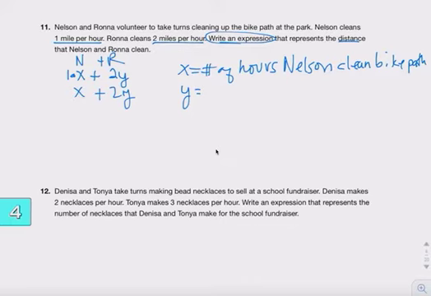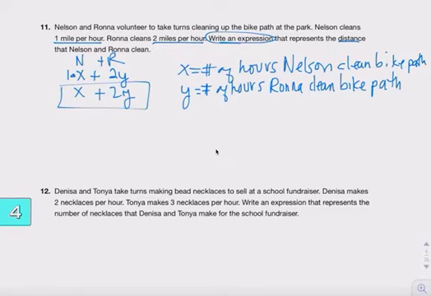We need to be more specific. Y represents the number of hours Rana cleans the bike path. Okay, and that's our expression here. So defining the variable is important.